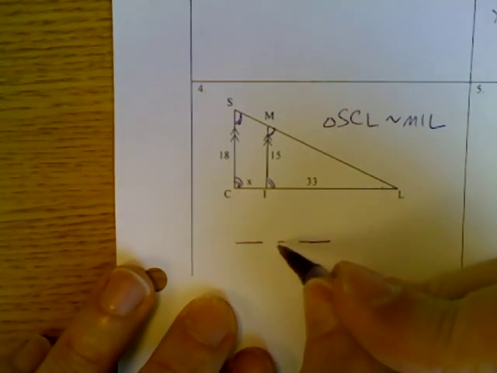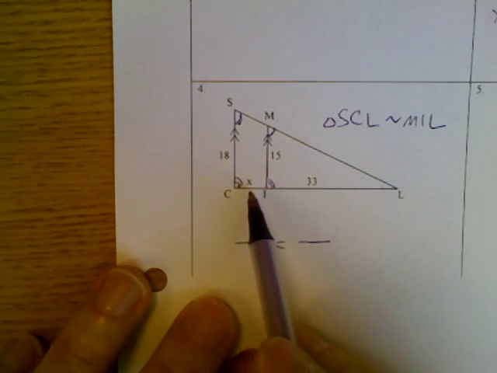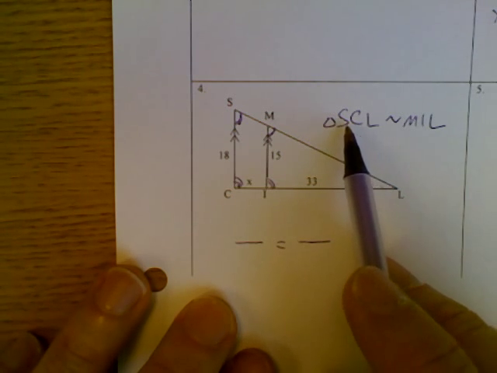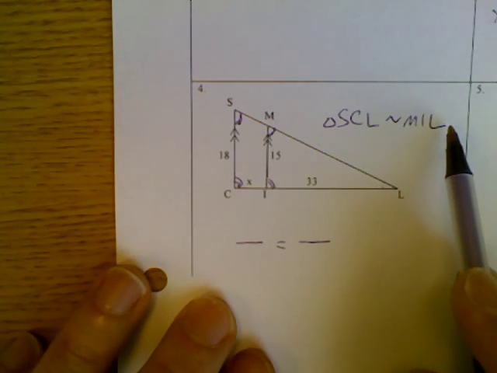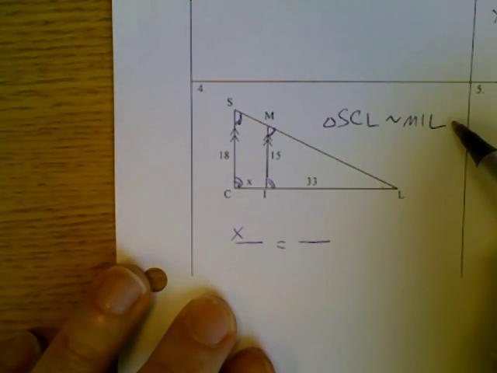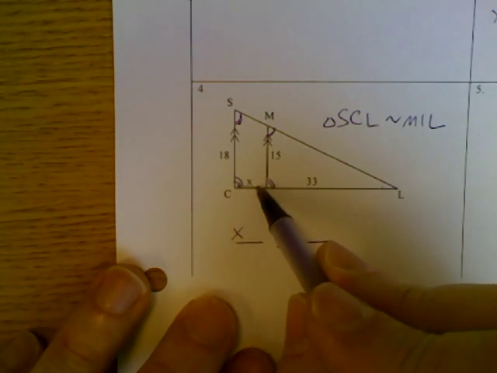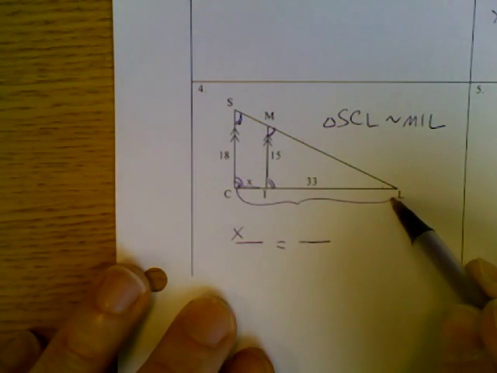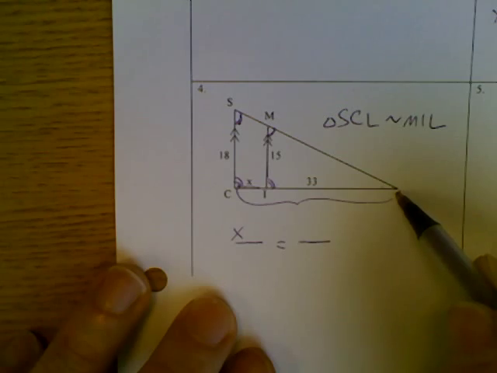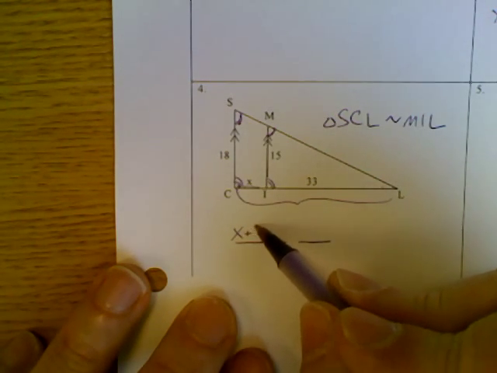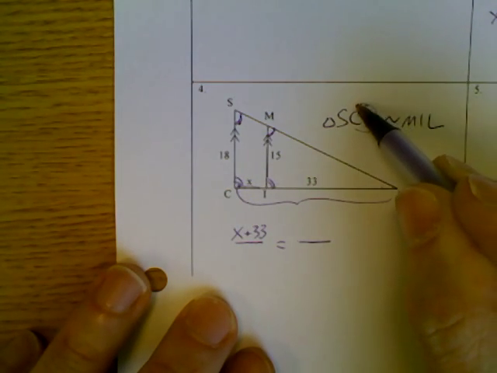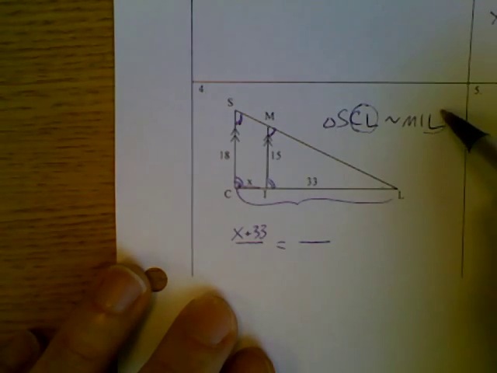So now I'm going to start setting up ratios. And the x comes from CI. CI doesn't come from this triangle or this triangle. I can't just write x. It's not a side of either one of these triangles. But it is part of this whole side of the big triangle there. I can use CL, and that whole thing would be x plus 33. That's side CL. That matches up with IL.